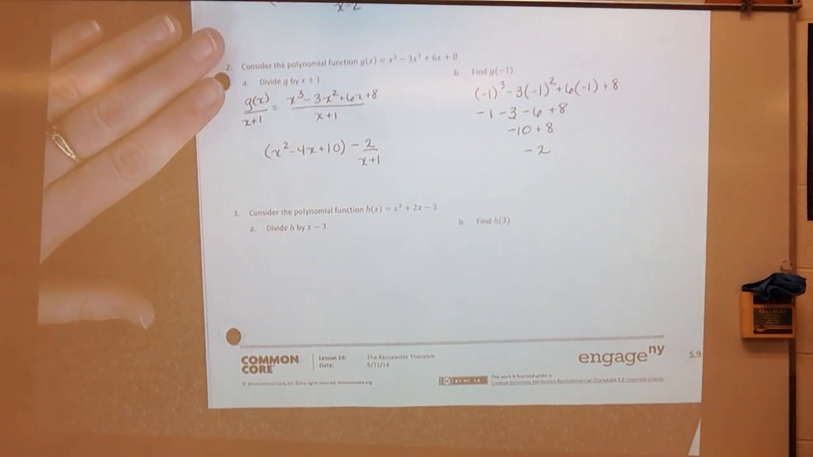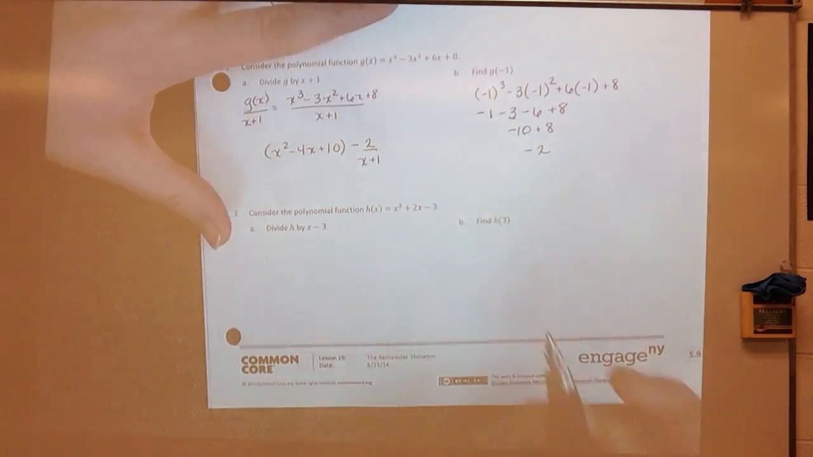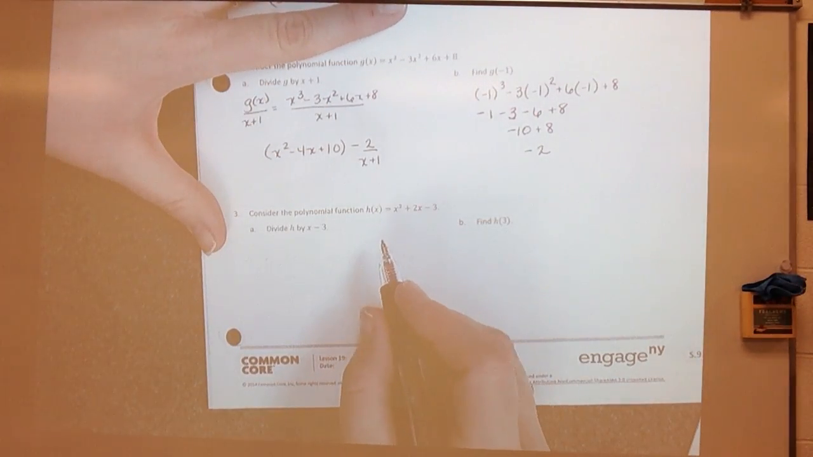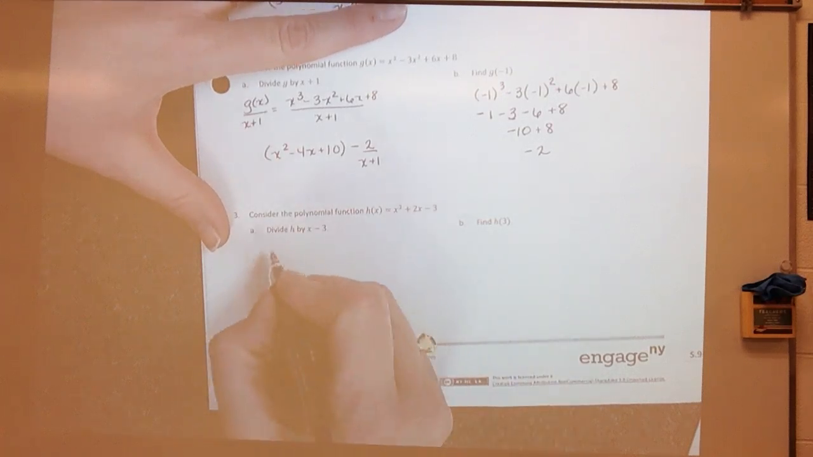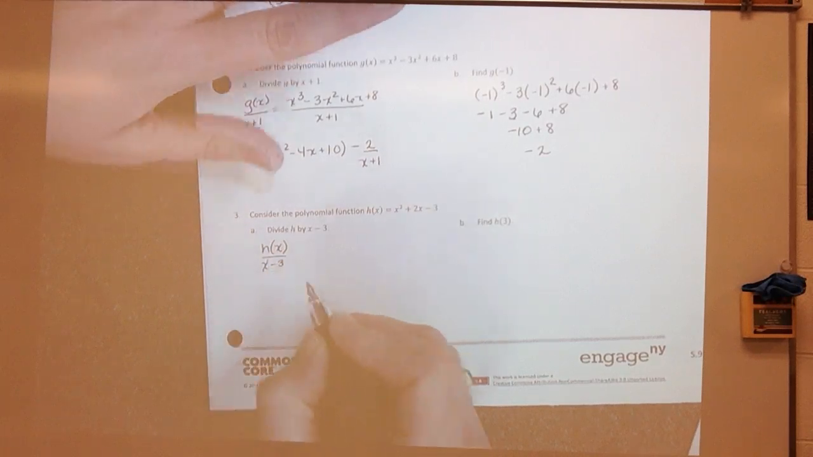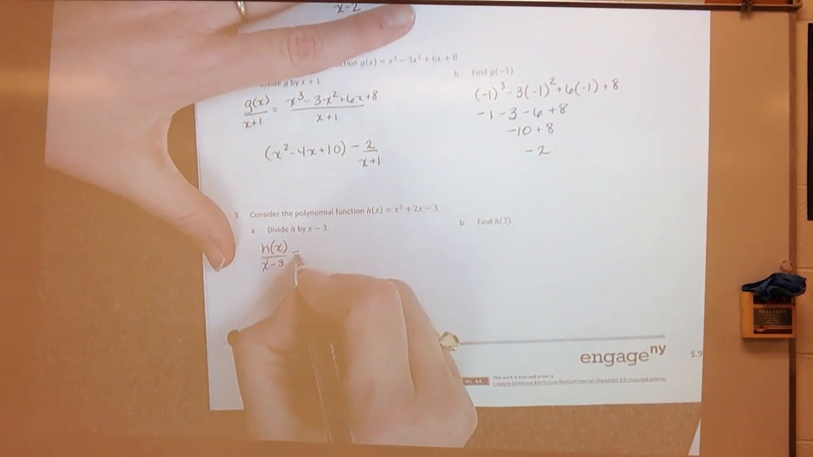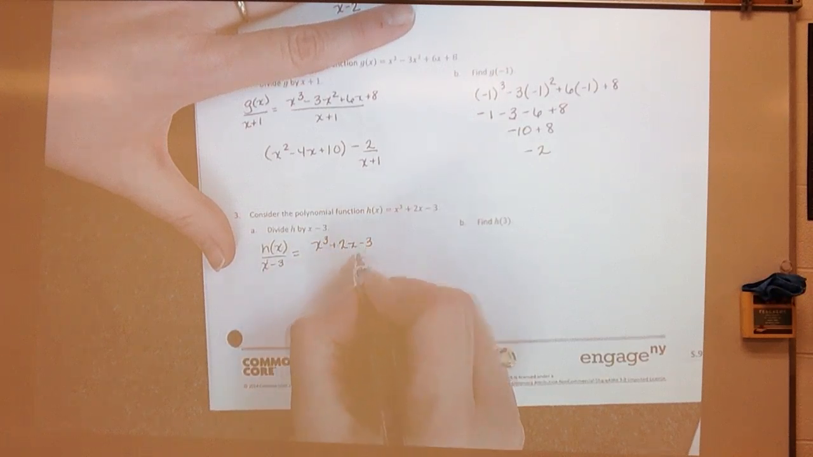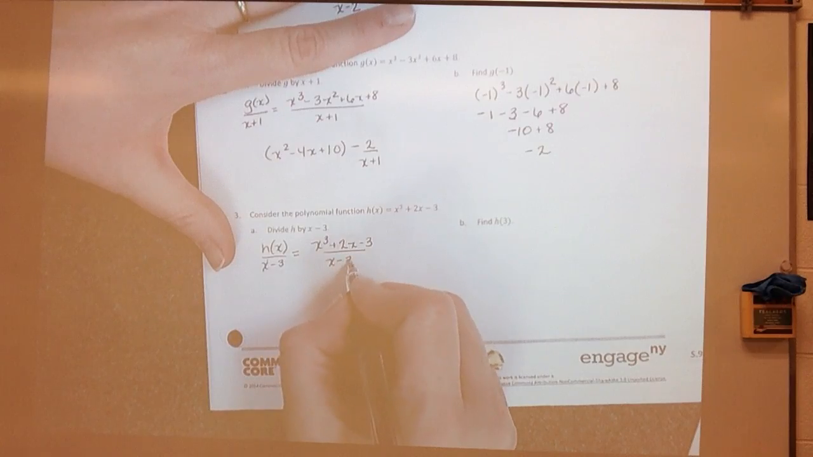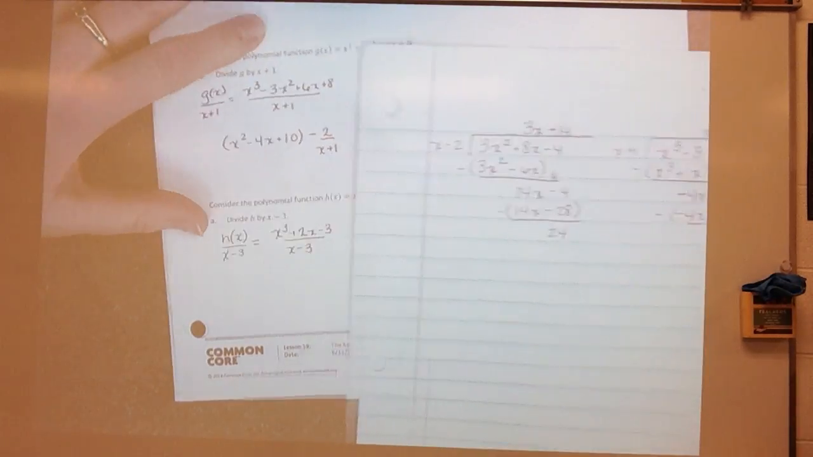Alright, let's look at number 3. Consider the polynomial function h of x is equal to x cubed plus 2x minus 3. So they want us to divide h of x by x minus 3. Alright, h of x is x cubed plus 2x minus 3. So we need to divide that by x minus 3.